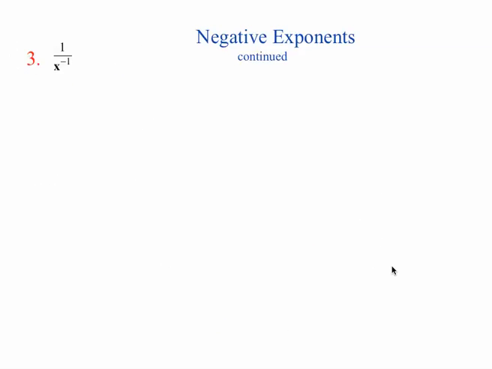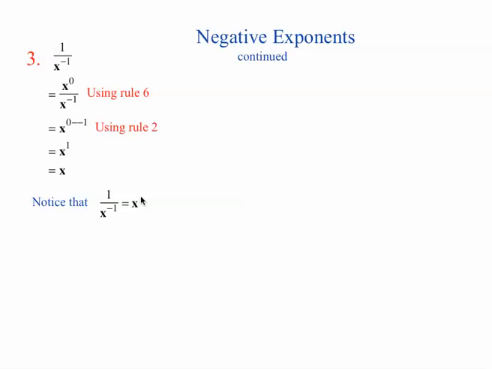Let's continue with example number 3, 1 over x to the negative 1. Remember, 1 is x to the power 0, so we have x to the power 0 divided by x to the negative 1, using rule number 6, the 0 exponent rule. Then I'm going to subtract: 0 take away negative 1, which is 0 plus 1, which is 1. So we have x to the power 1. So 1 over x to the negative 1 is x to the positive 1, or just x. Isn't that neat?